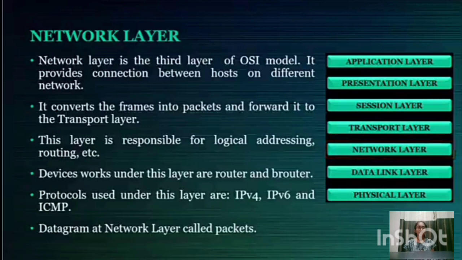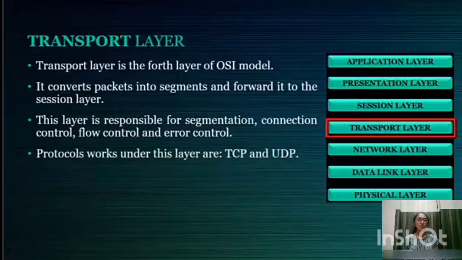And the third one is the network layer. The network layer is the third layer of the OSI model. It provides a connection between hosts and different networks. It converts frames into packets and forwards them to the transport layer. This layer is responsible for logical addressing and routing, etc. The device that works under this layer is the router. The protocols used in this layer are IPv4, IPv6, and ICMP, and the datagram at the network layer is called a packet.